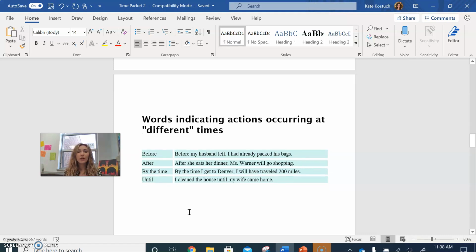Until. I cleaned the house until my wife came home. Until is marking the end of an event. We will be working on this test until 10:05. So that means at 10:05 we are done working on the test. Until.